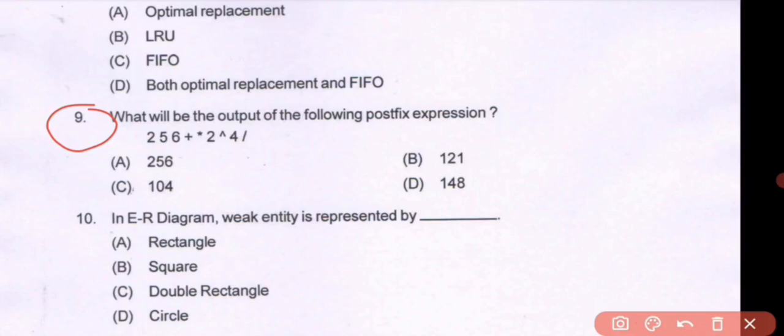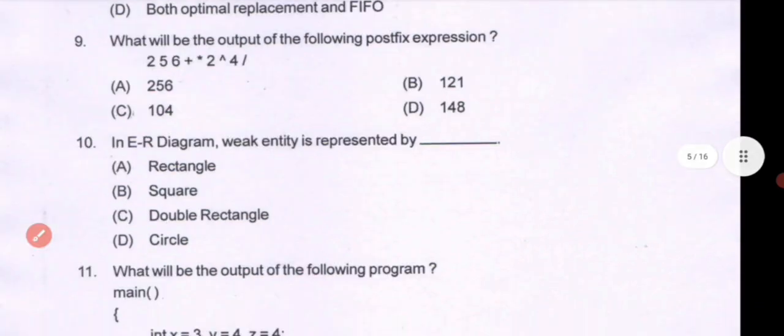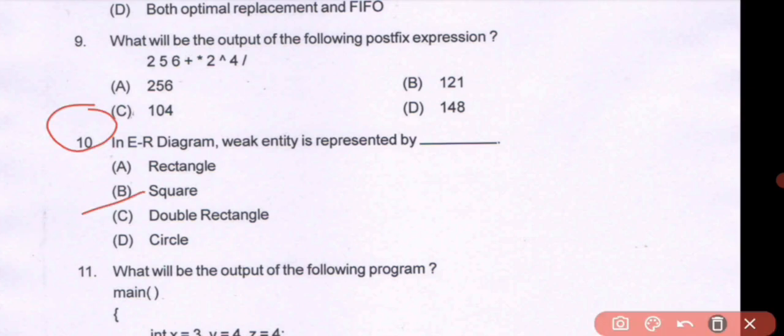This question has the proper answer 104, option C. Question number 10. In an ER diagram, a weak entity is represented by option C, double rectangle.